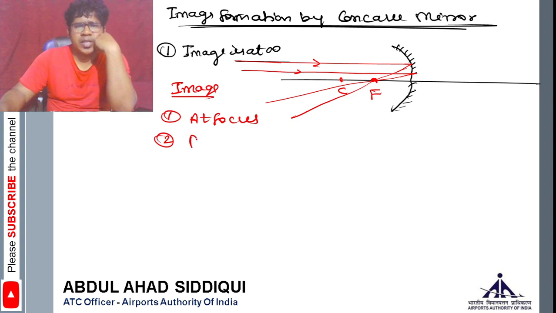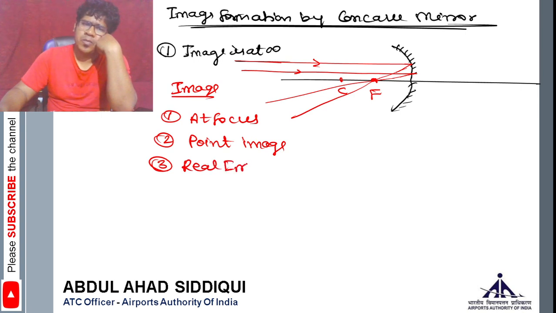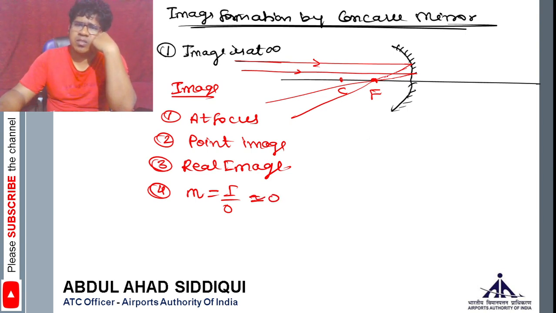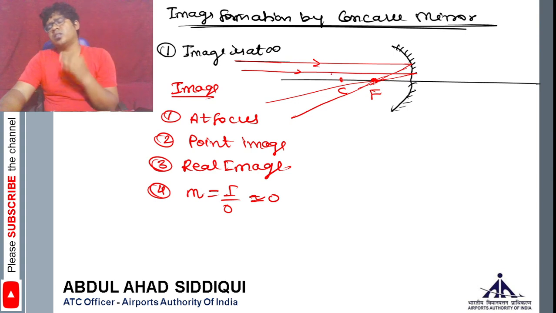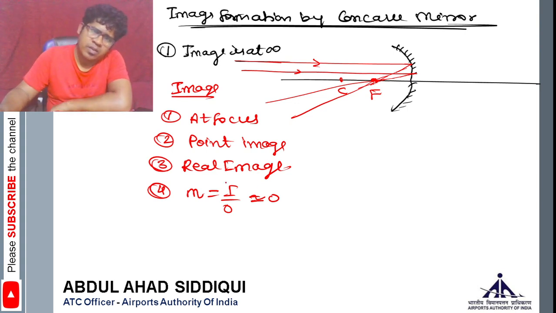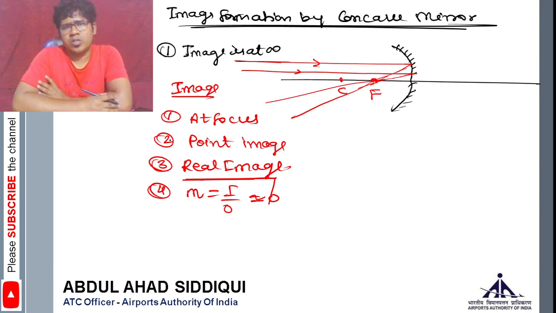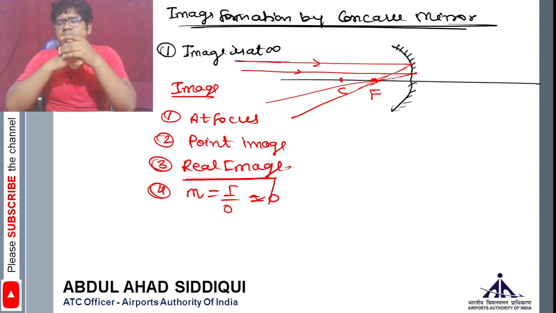Size is what? It is a point image. Third, location at focus, point image, real image, right? Number four, magnification, I upon O. Size of image is 0, so therefore it will be tending to 0. Even if it has a very small width, that small size of the image, magnification will be tending to 0. So m is equal to I upon O, which is tending to 0. So this is the first image formation by a spherical mirror.